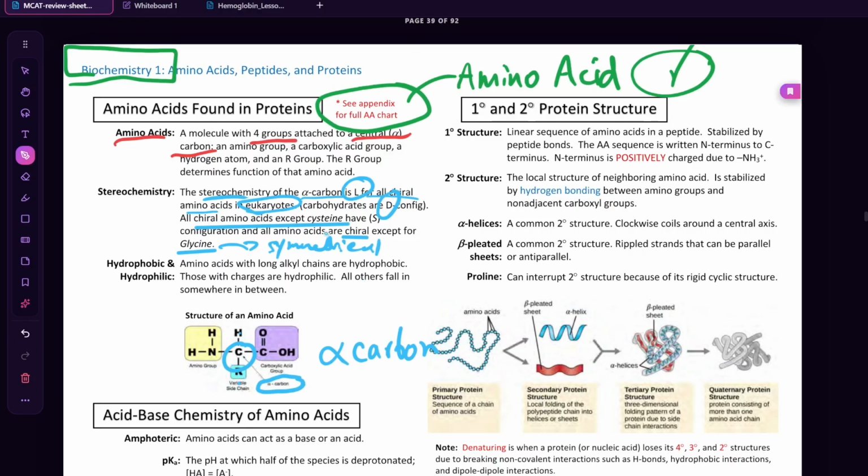Yeah, cysteine is also weird. It has an S configuration. That's what you have to know.